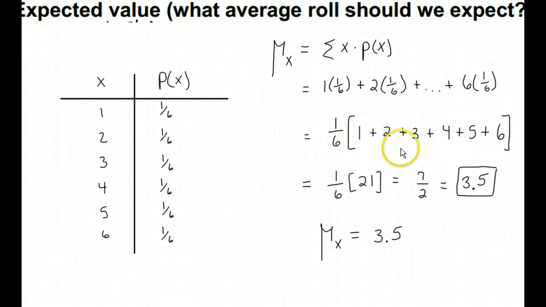Pull that 1/6 out front, and I just have 1 plus 2 plus 3 plus 4 plus 5 plus 6, which adds to 21. And then 1/6 times 21 is 7/2, or 3.5. So the mean of this distribution is 3.5. That means if I'm going to roll a six-sided die, the expected roll is a 3.5. The expected long-run average, I should say, is 3.5. If we keep rolling this over and over and over, we should expect an average of 3.5 on each roll.